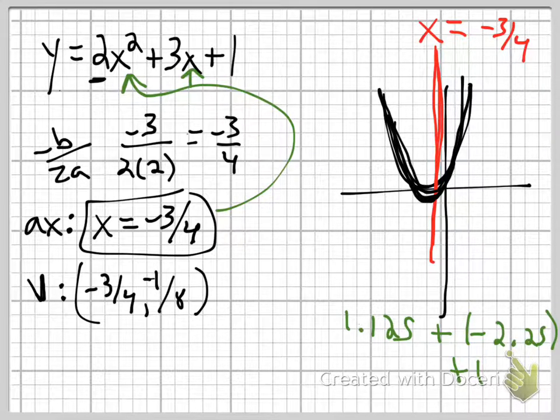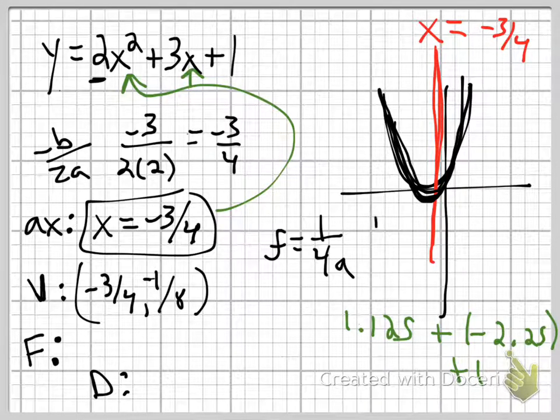Alright, now that I know my vertex, I want to find my focus and my directrix. And while we're at it, we'll even talk about the domain and range, because you are going to be asked to do that. To find the focus and directrix, I need to know the focal length. The focal length, remember, is 1 over 4a. My a value is 2, so 1 over 4 times 2 is 1/8. So I'm going to add 1/8 to my vertex and subtract 1/8 from my vertex to get my focus and directrix respectively. A lot of people like to try to memorize this, but I say just do trial and error.